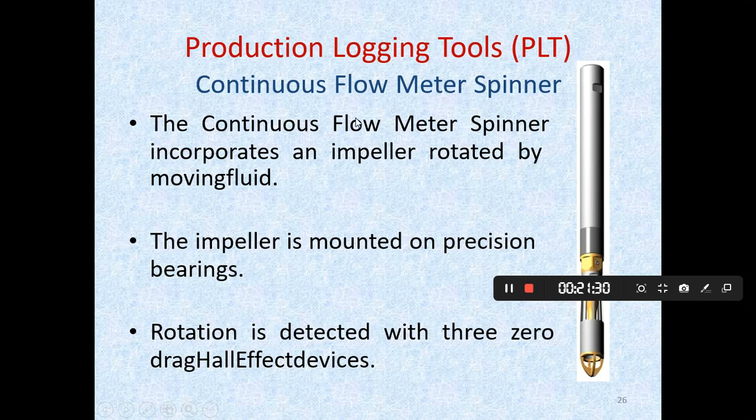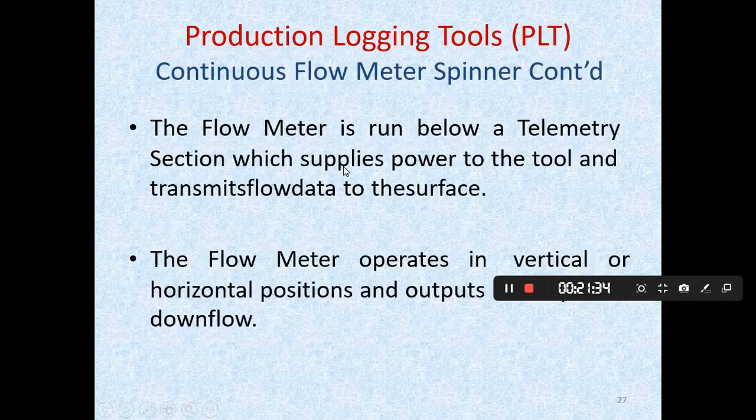Then we have the flow meter spinner, and this tells us the velocity, exactly what is coming out. The flow meter is run below a telemetry section which supplies power to the tool. One purpose works like wind energy. The propeller is rotated and it gives energy to the telemetry to transfer the data to the surface. So you can say it provides electric current using this flow meter.